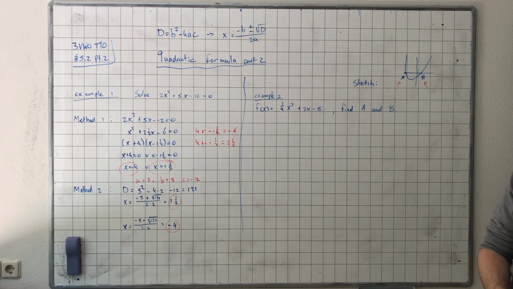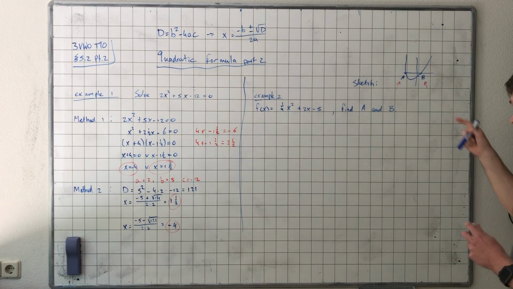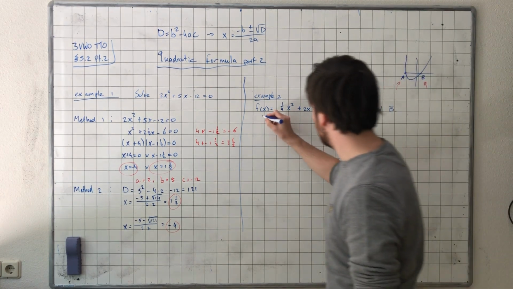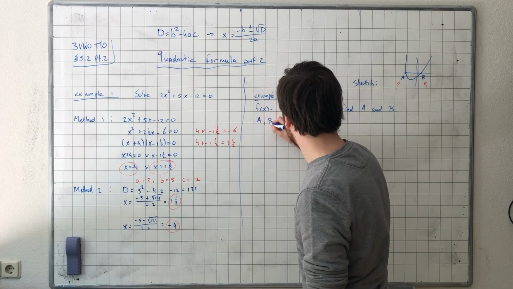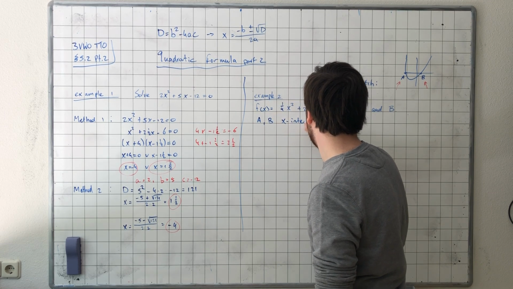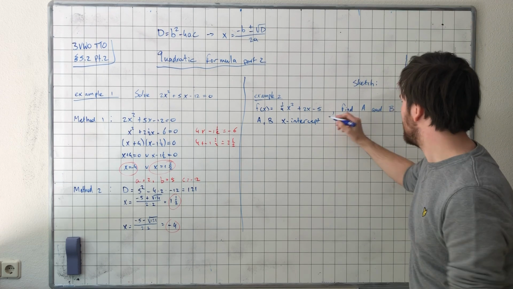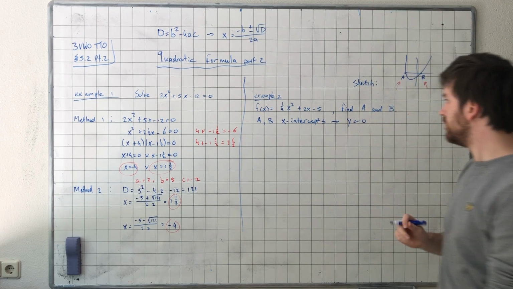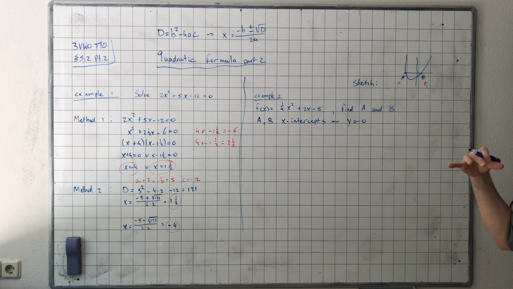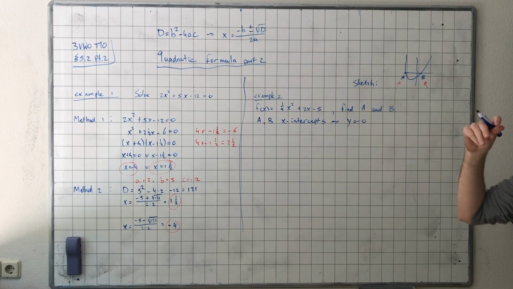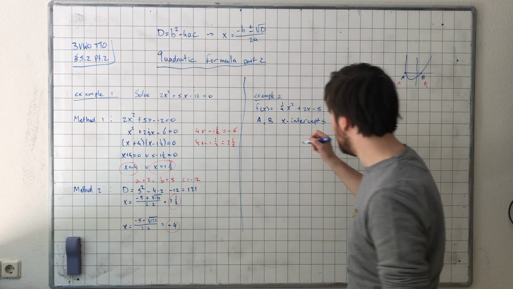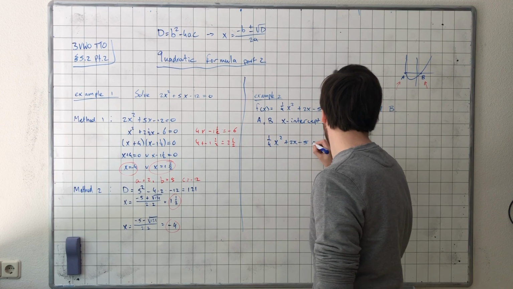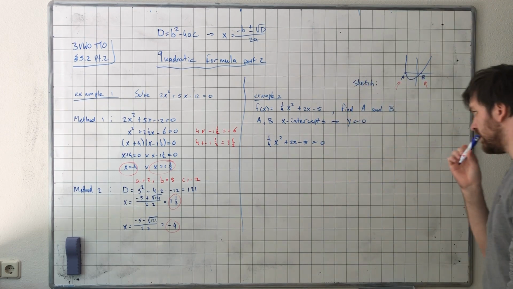If I want to find these 2 points, the first thing which you should know is those are x-intercepts. So A and B are x-intercepts. And since they are x-intercepts, it means that at those coordinates, y is equal to 0. So what are we going to do? We're going to take this function, we're going to say that the answer has to be 0. So a quarter of x squared plus 2x minus 5 is equal to 0.